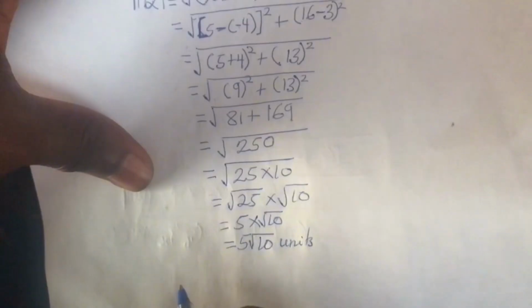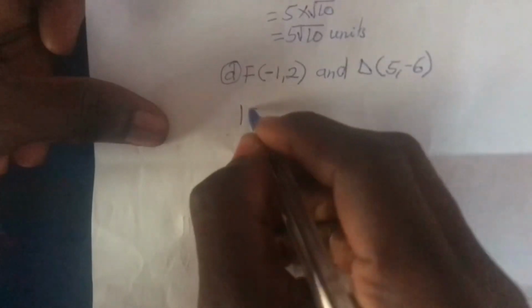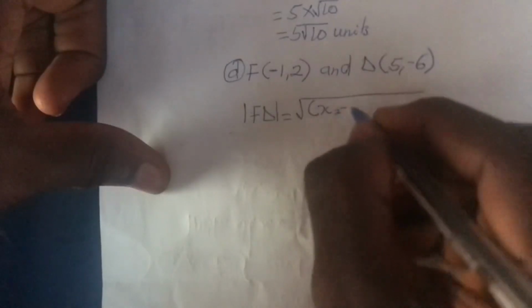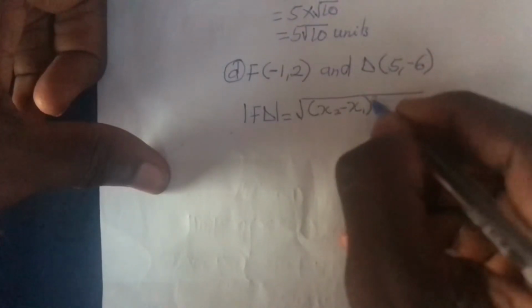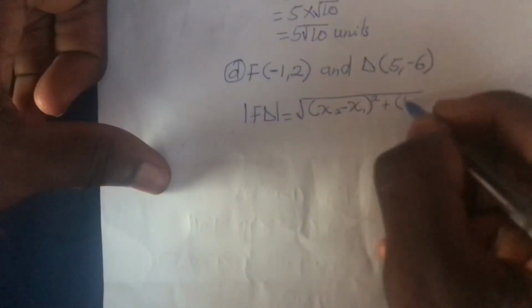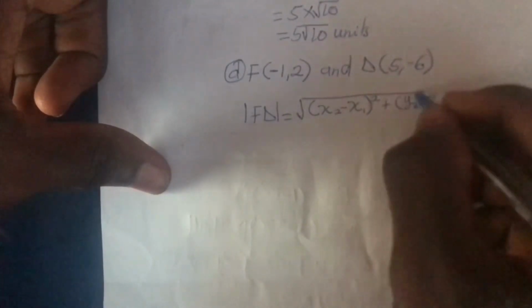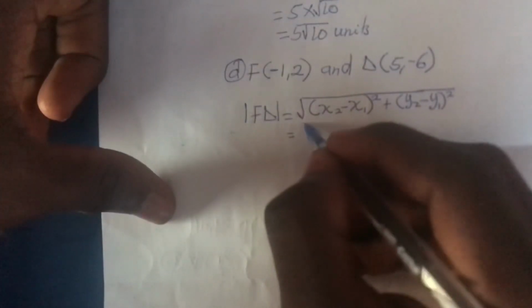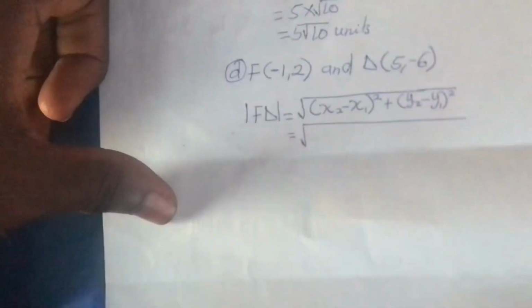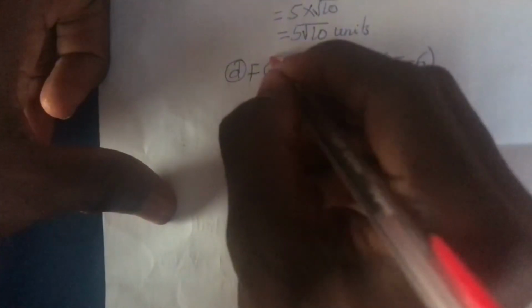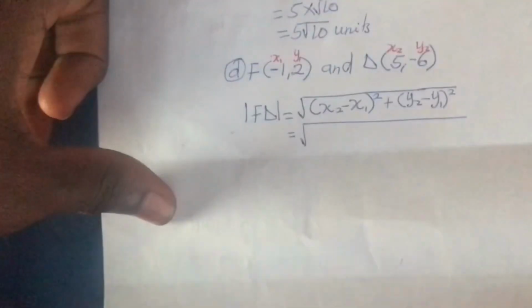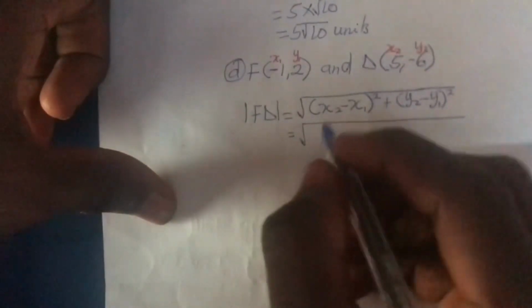Now let's take the D, our line FD. What's the formula? X2 minus X1, all squared, plus Y2 minus Y1, also all squared. Are you okay? Great. So let us label everything. Just pick your pencil and label so that you don't get confused. So this is our X1, Y1, X2, Y2. Are you getting it?